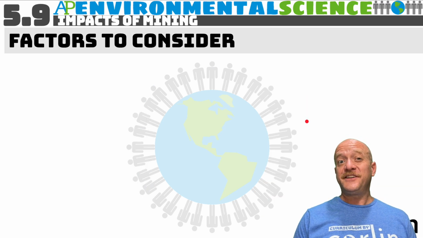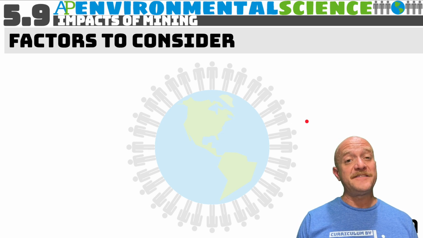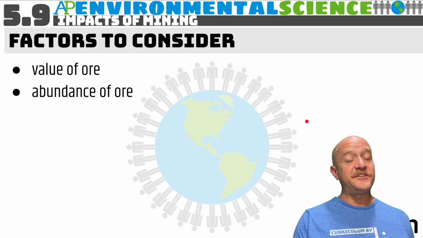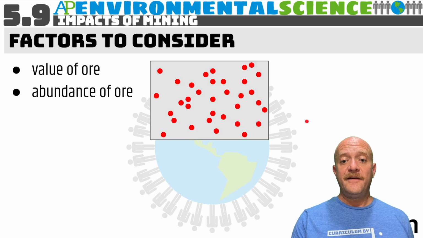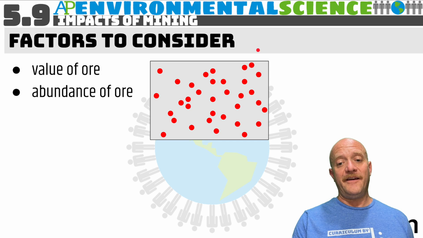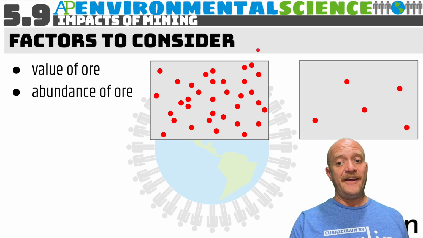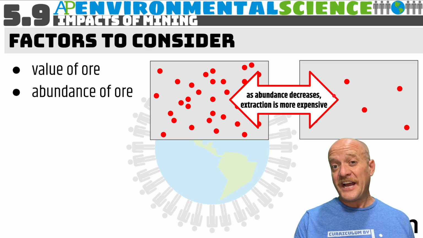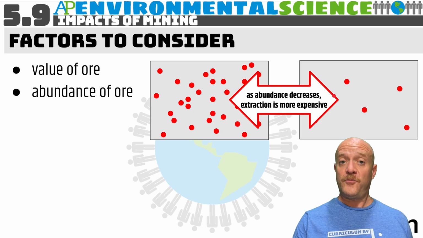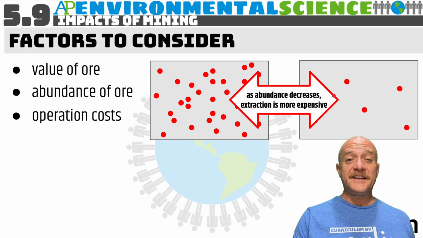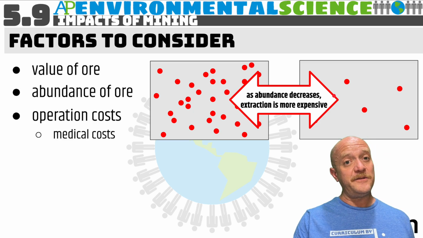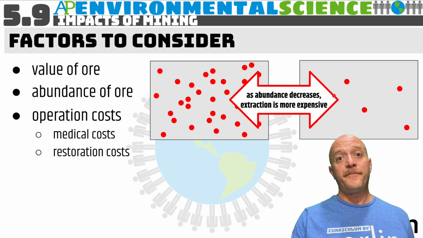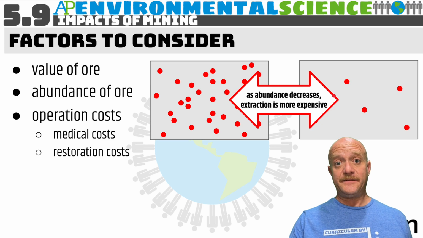So a couple of factors to consider before we discuss the types of mining: we need to determine the value of the ore. We need to determine the abundance of the ore. For example, in this area, we have a much higher abundance than this area. And as the abundance decreases, the costs of extraction, or digging that up, are going to be far more expensive. We also need to consider the operation costs, and that includes medical costs for the workers and also costs to restore the land back to its original state.